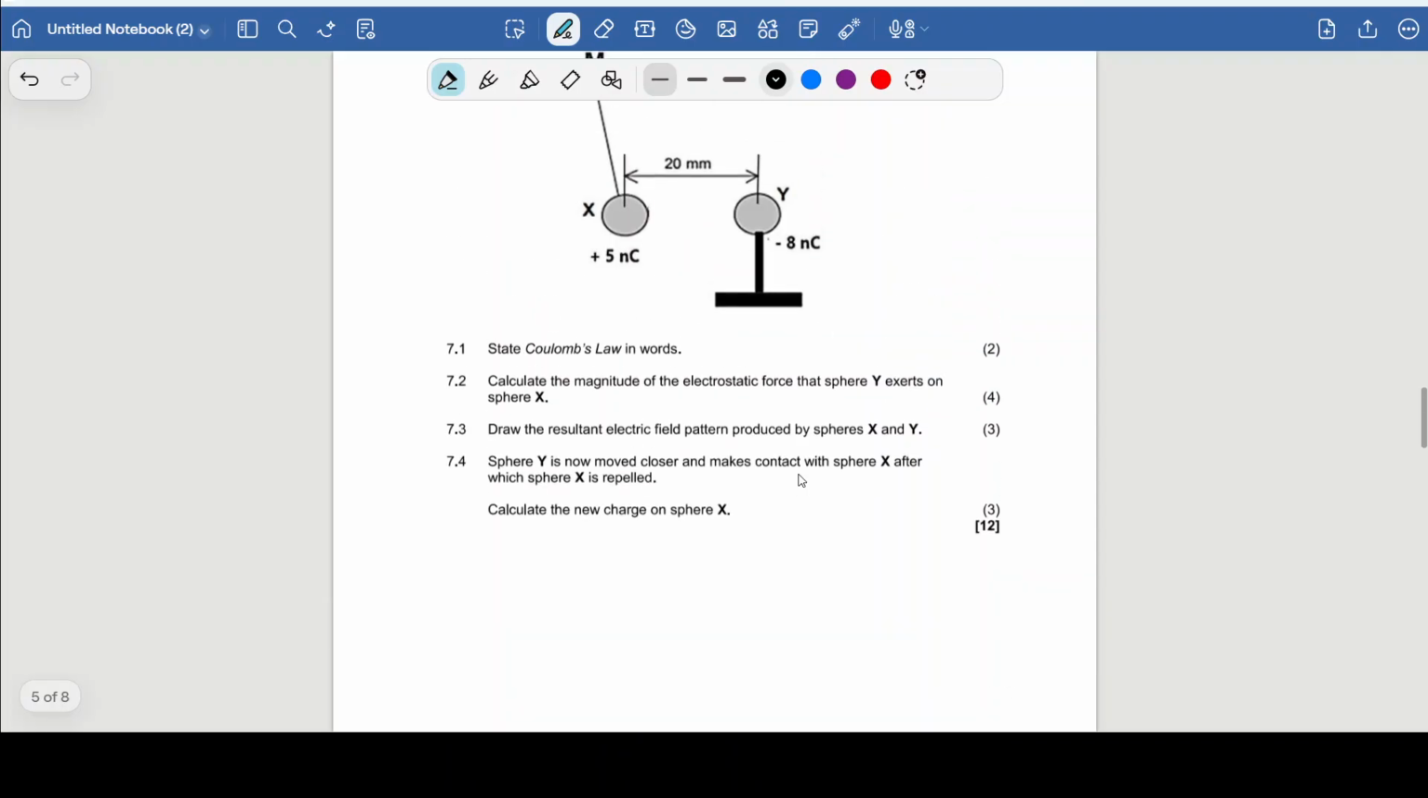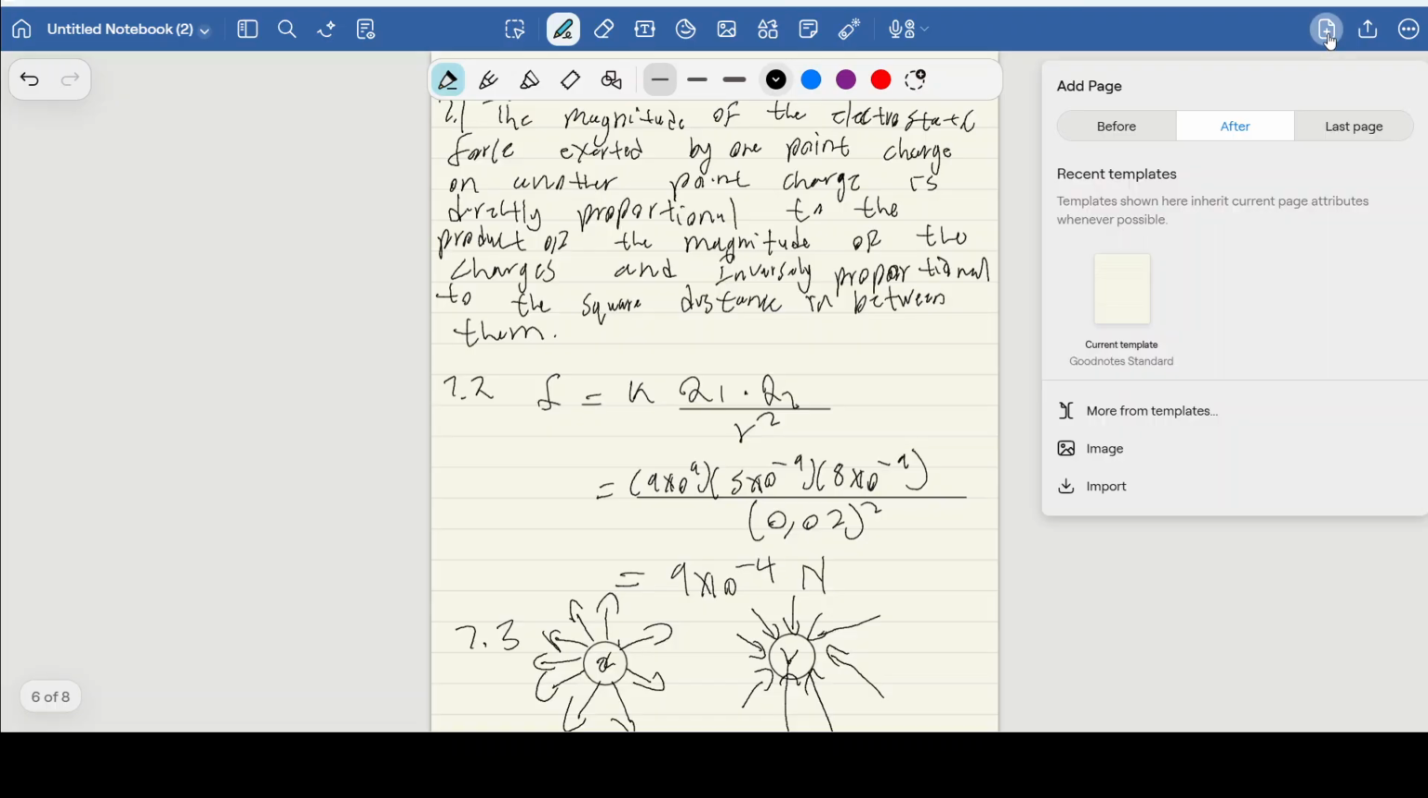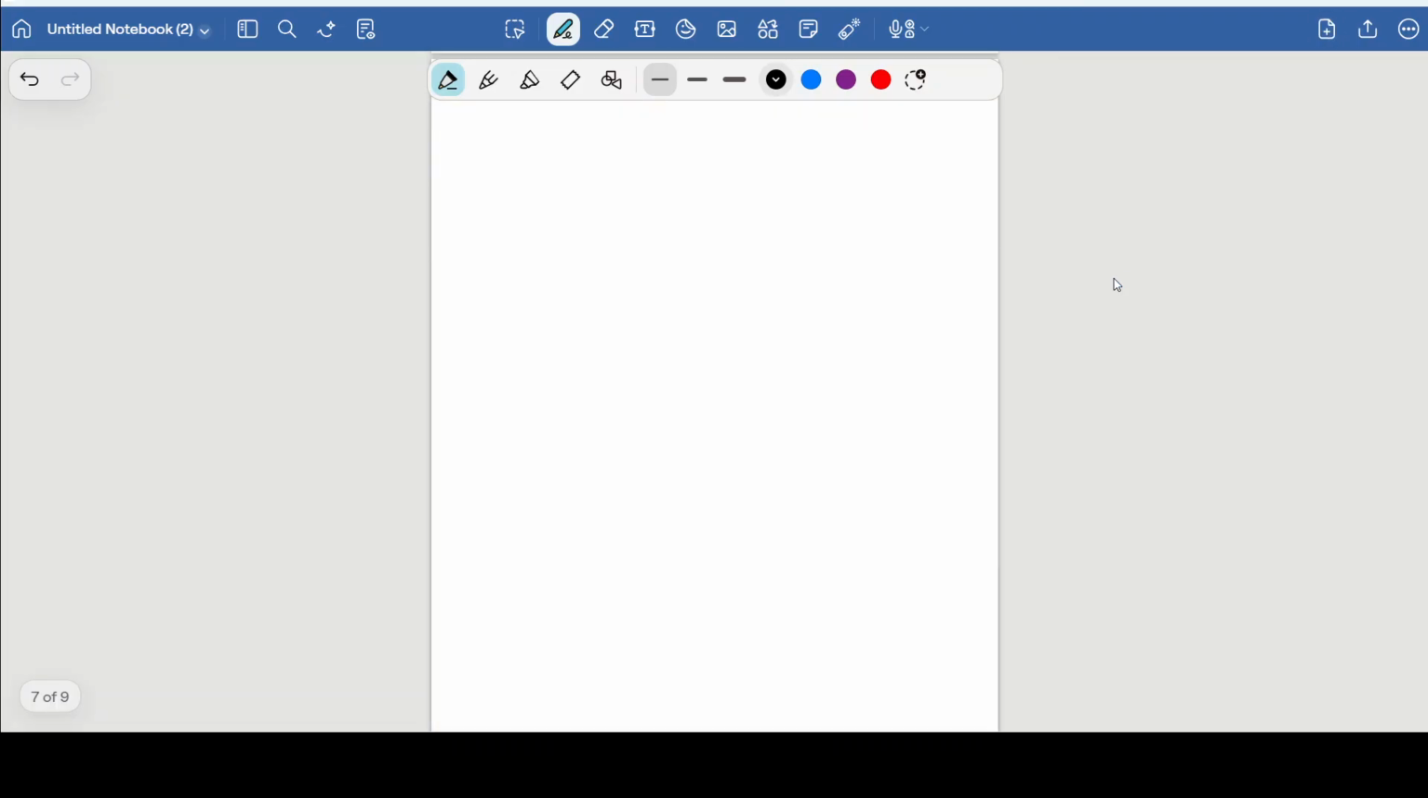Okay. So now, because the charges touched one another, you know what's going to happen? They now share the charges with one another, so they're going to have equal charges. So how do they acquire equal charges? Let me show you on paper now.